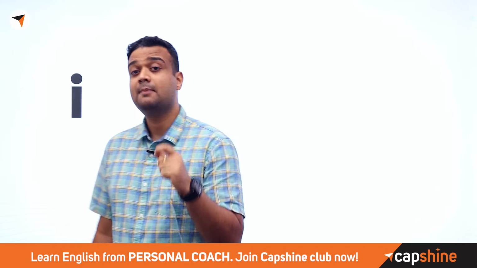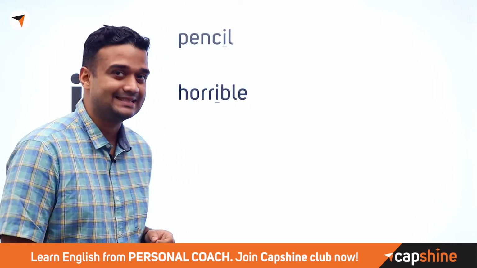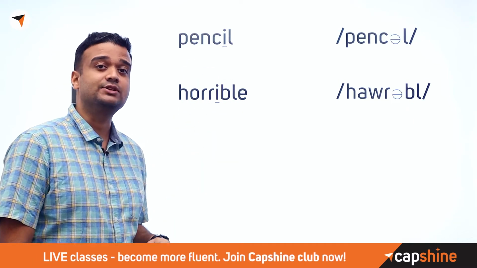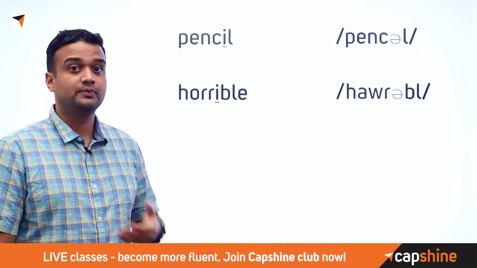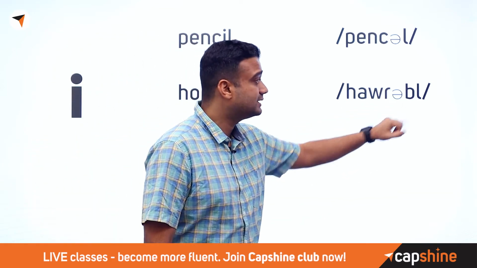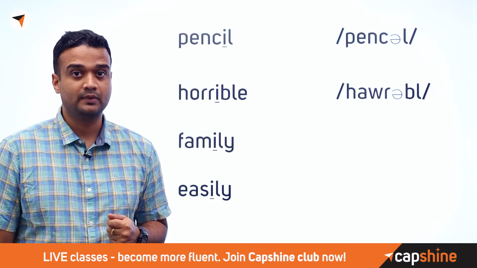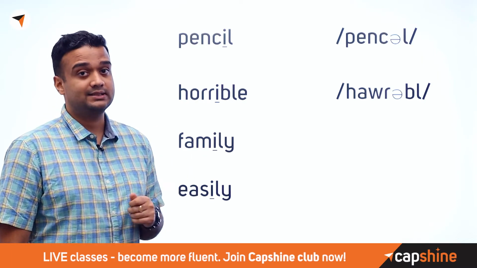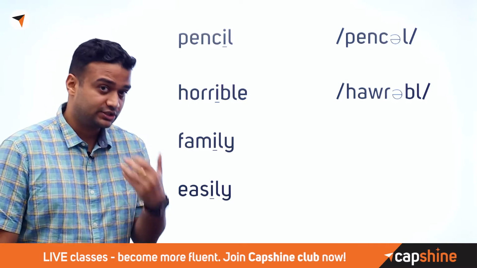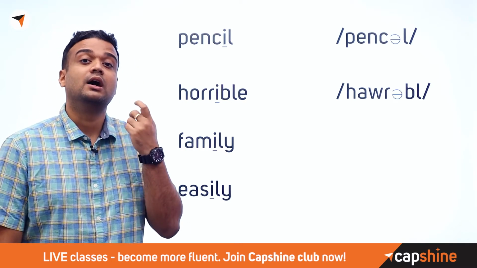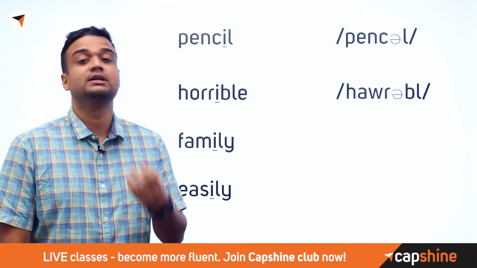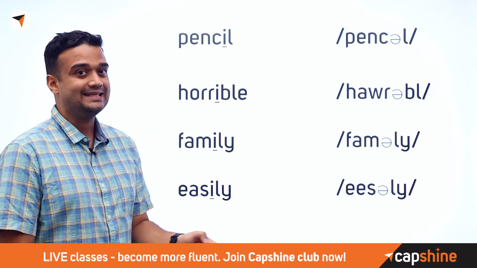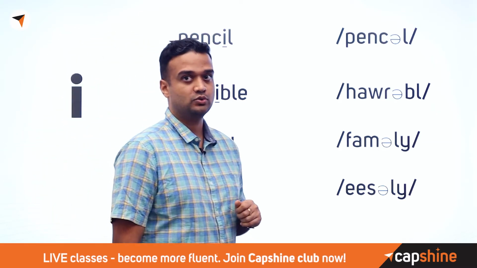Words that use I but have the schwa sound replacing it instead. For example, pencil. Notice how the schwa sound is there instead of the I. Similarly, horrible, horrible. Notice how the schwa sound replaces the I as well. Similarly, family and easily both use the schwa sound. It doesn't use an I sound. It is not stressed. It is not given preference over the other syllable. It's a soft and free and quick sound. Family, easily, right? Both of these use the schwa sound.